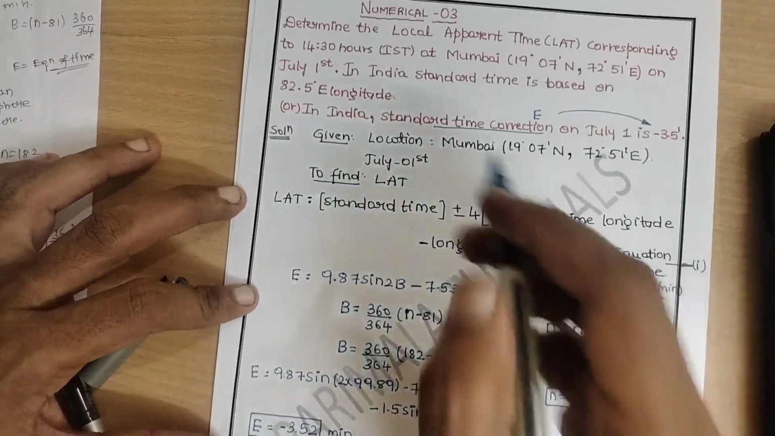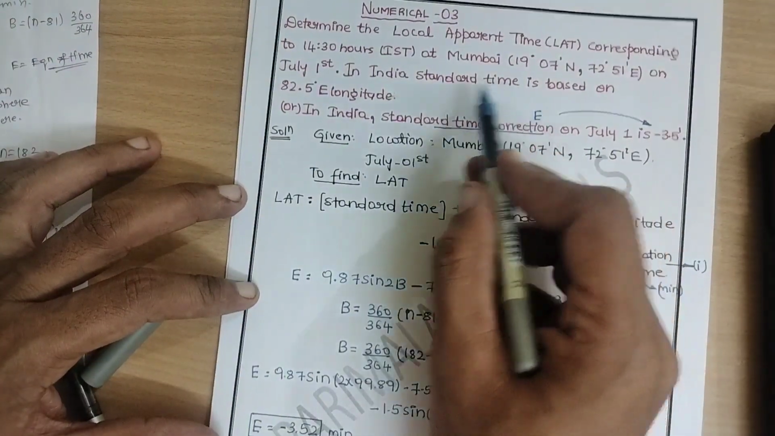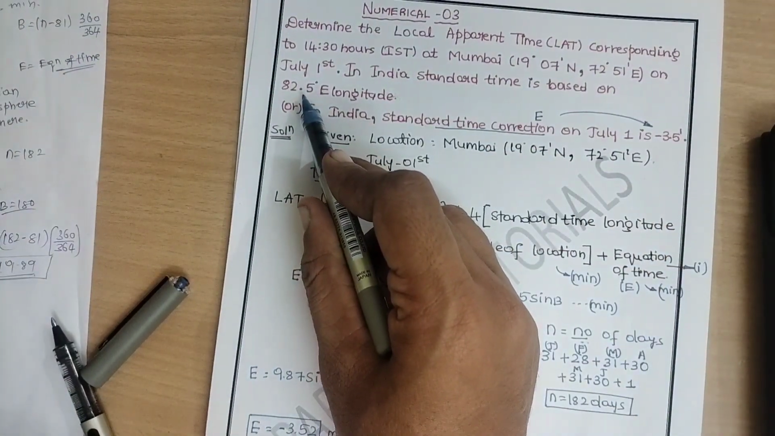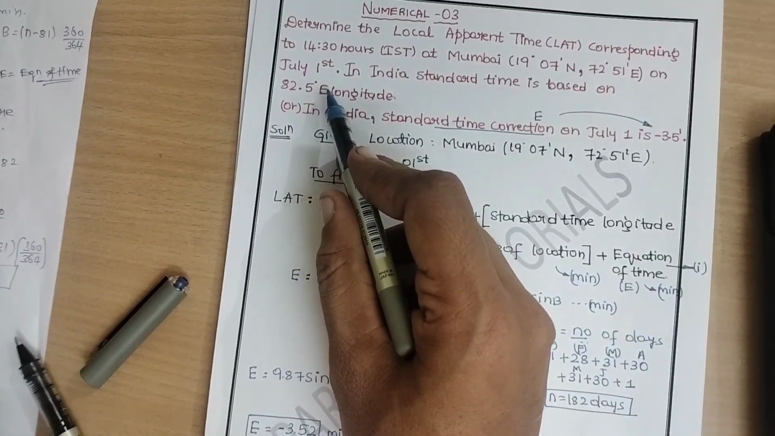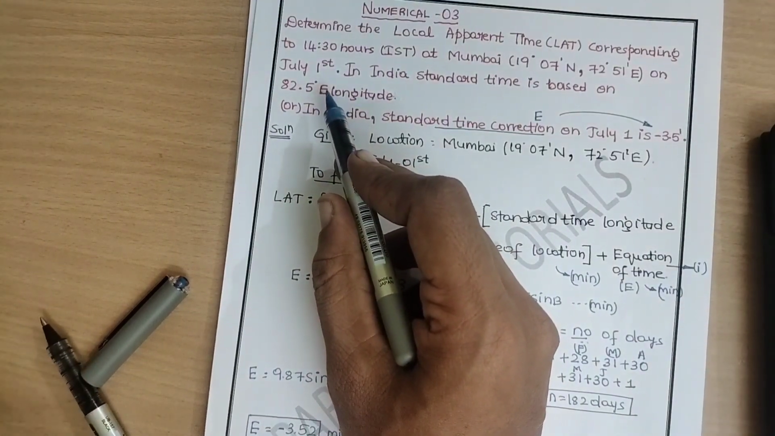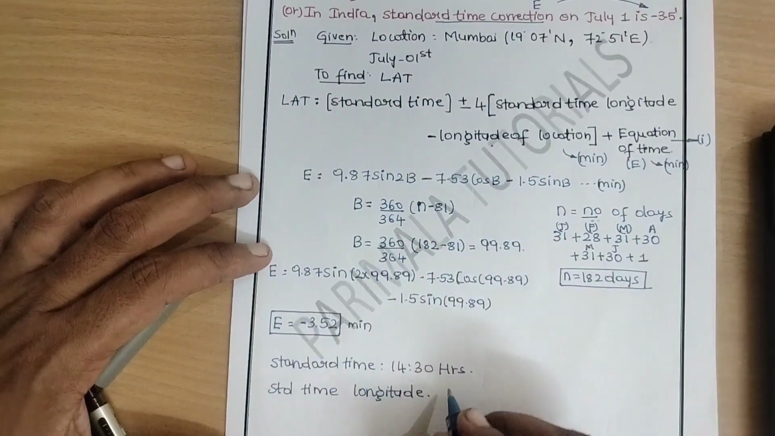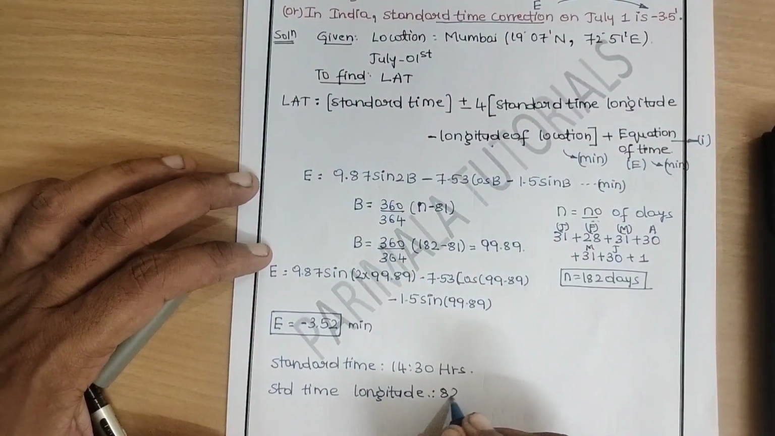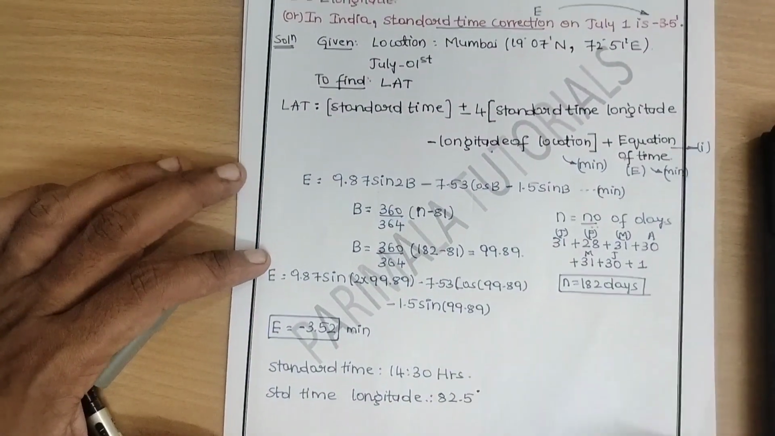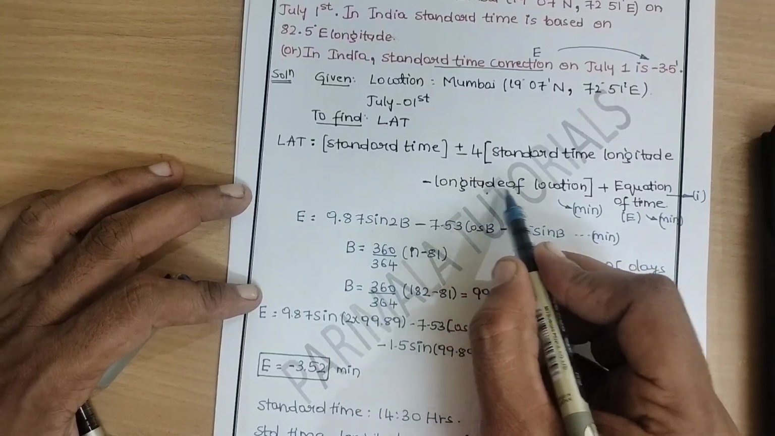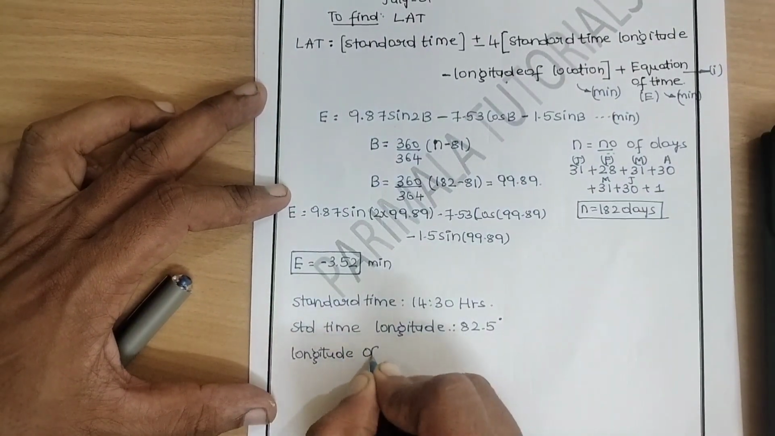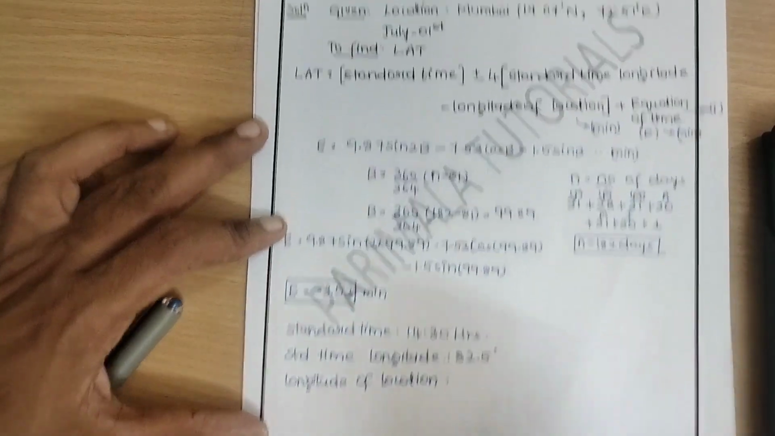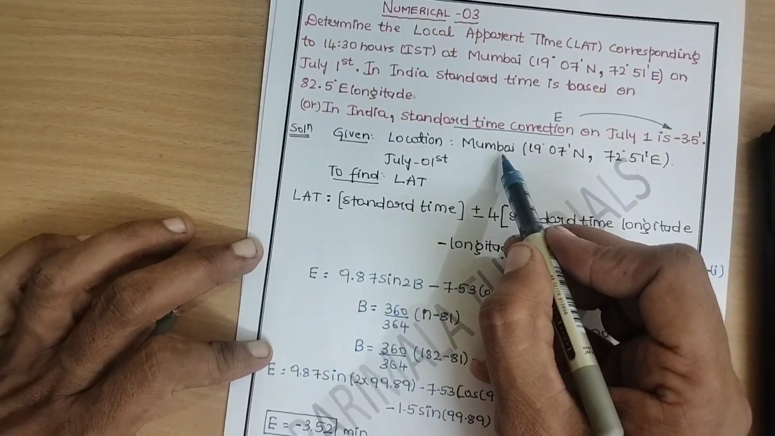So what is India's standard time longitude? It is 82.5 degrees East, very clearly given in the problem, 82.5 degrees. Next, what is the longitude of the location? So what is the location? Yes, Mumbai is the location.